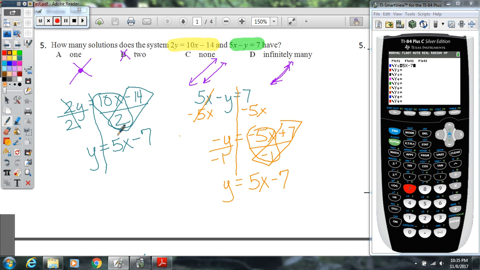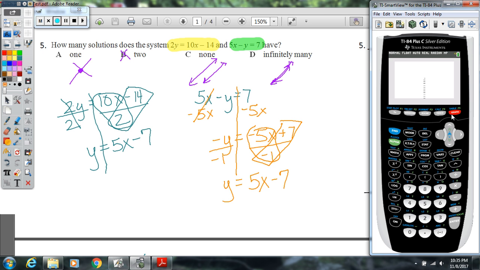I'm going to come over to my calculator, go down to my second line, and type in this second equation, y equals 5x minus 7. Now notice when I graph this, it's going to graph my first equation in blue and my second one in red. So now I'm just going to hit that graph button. And I'm waiting. There's the first equation showing up. Do you see how the red line just showed up right on top of that first one?